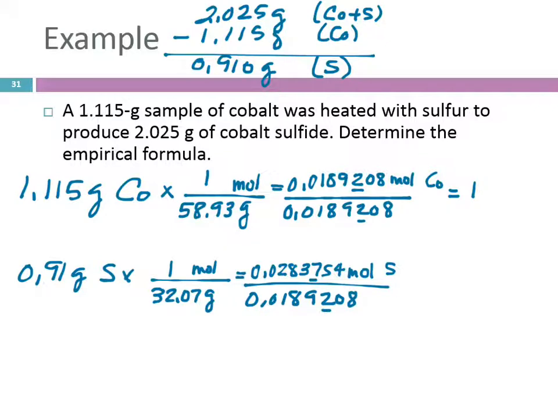So 0.0283754 divided by 0.0189208 equals 1.49969.